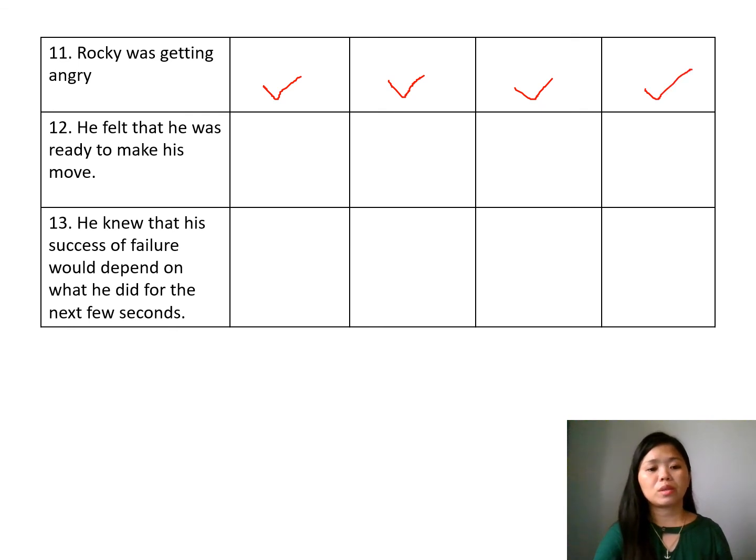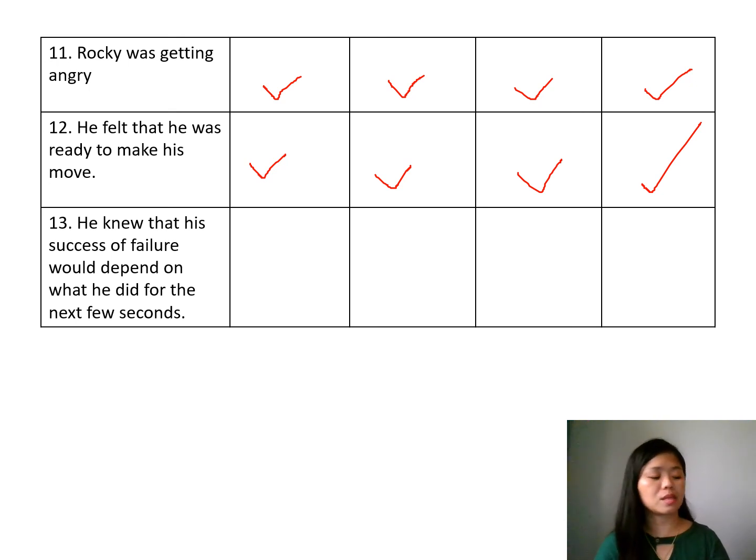So sentence number 12, he felt that he was ready to make his move. Also check. On the last sentence, sentence number 13, he knew that his success or failure would depend on what he did for the next few seconds. So, all of this fits the four schema.